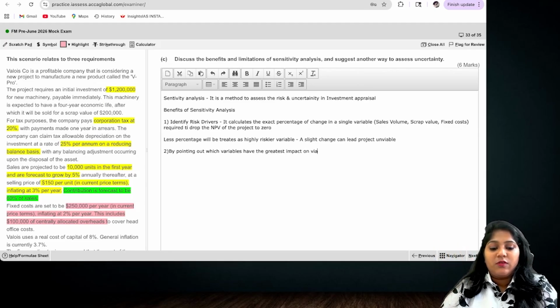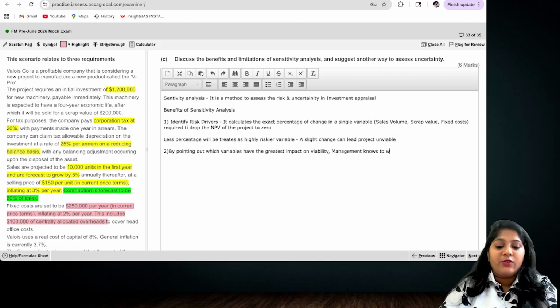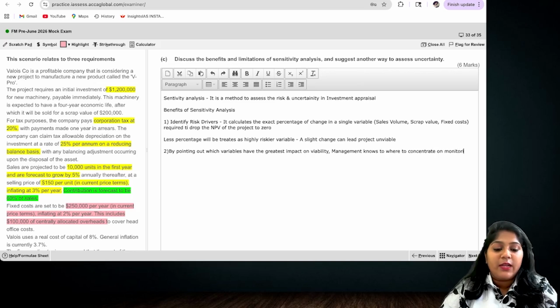Impact on viability, right? Management knows where to concentrate on monitoring efforts. I mean, where do I have to go ahead and monitor much? That is something management can do.